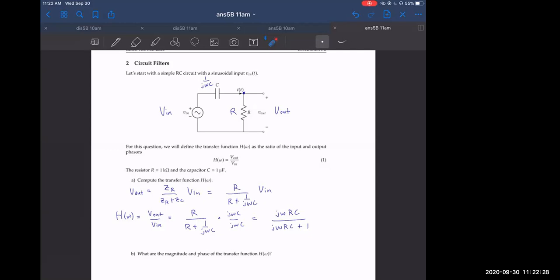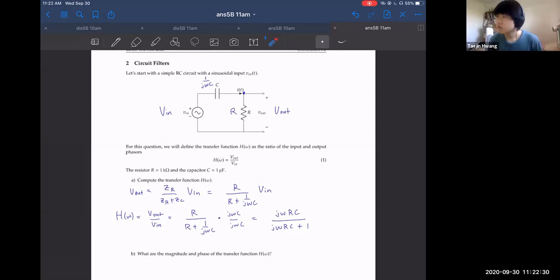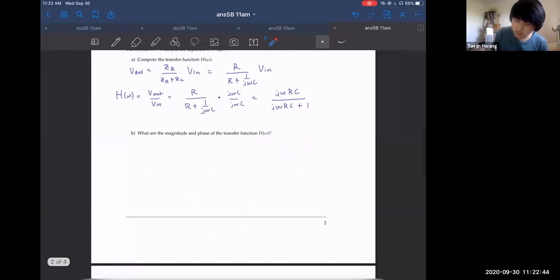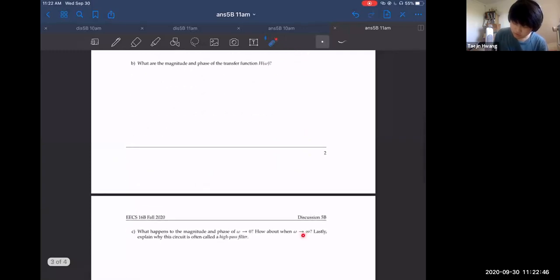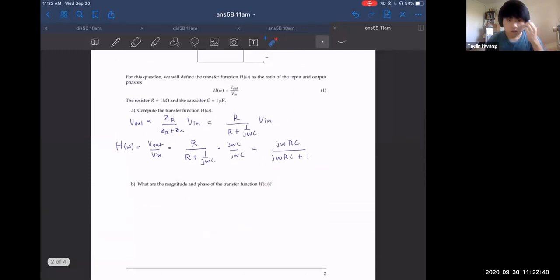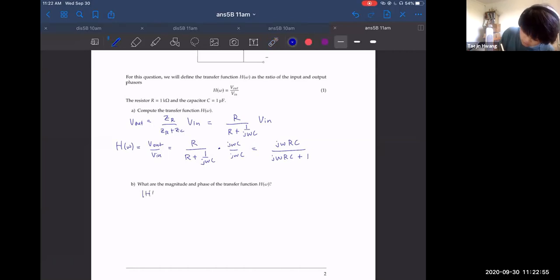Yeah, for sure. So there's only 17 of us here, but we can still use breakout rooms just to work together. So I'm going to split everyone up into breakout rooms, and hopefully you guys can take a look at parts B and C. The ideas here are, what are the magnitude and phase of the transfer function? And one hint I'll give you is that H of omega is a complex number.